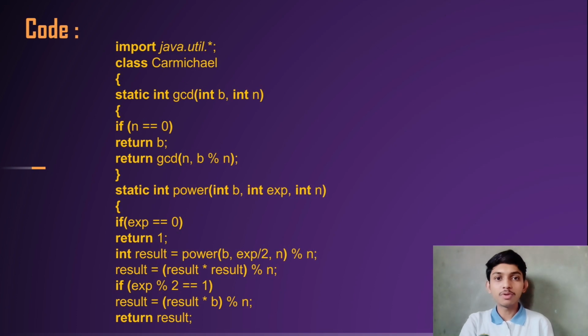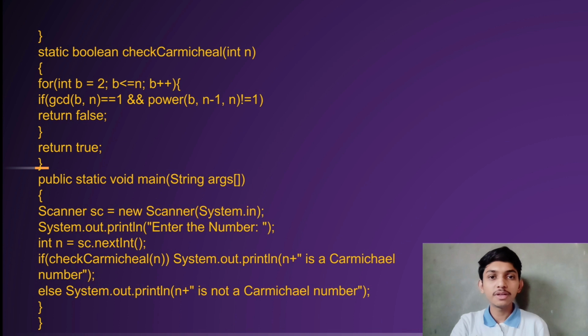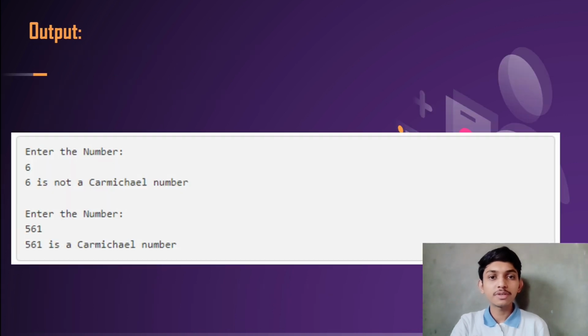Hello, I am Kunal. I have roll number 157. This is a code in Java to check whether the given number is a Carmichael number or not. After implementing this code, here we take some examples of output. We enter the number 6. As 6 is not a Carmichael number, our result is that 6 is not a Carmichael number. We enter 561 and the result is yes, this number is a Carmichael number.